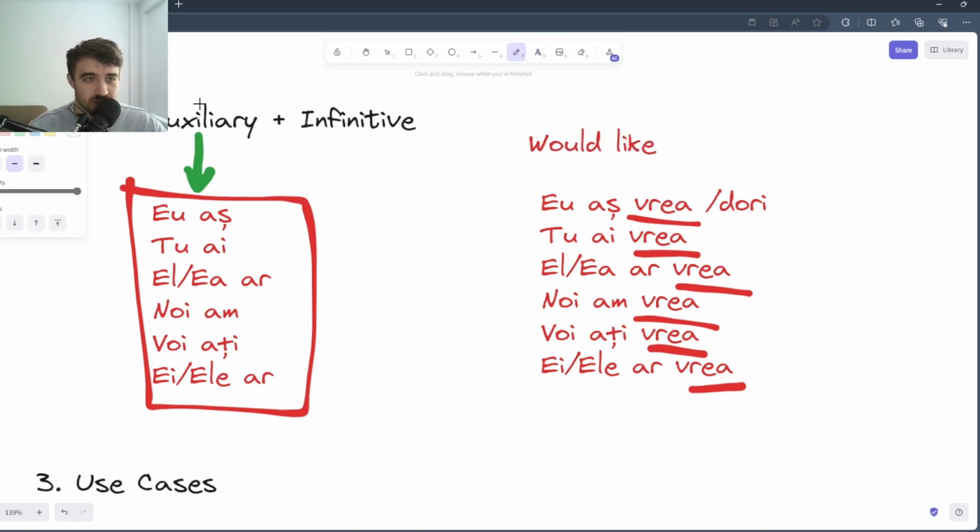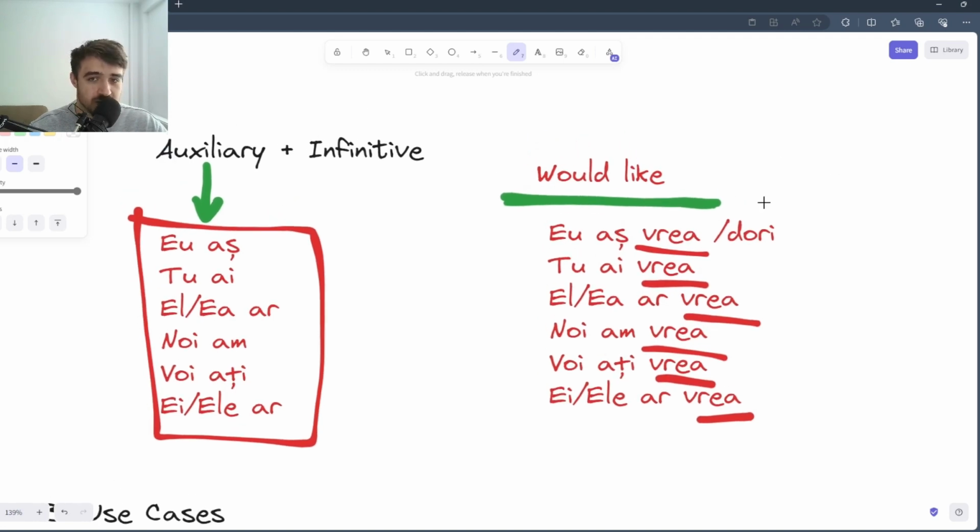So you get a little bonus tip here. If you want to say would like in English, it's either aș vrea or aș dori. Probably it's closer to aș dori, but both of them are, in my opinion, equally correct.